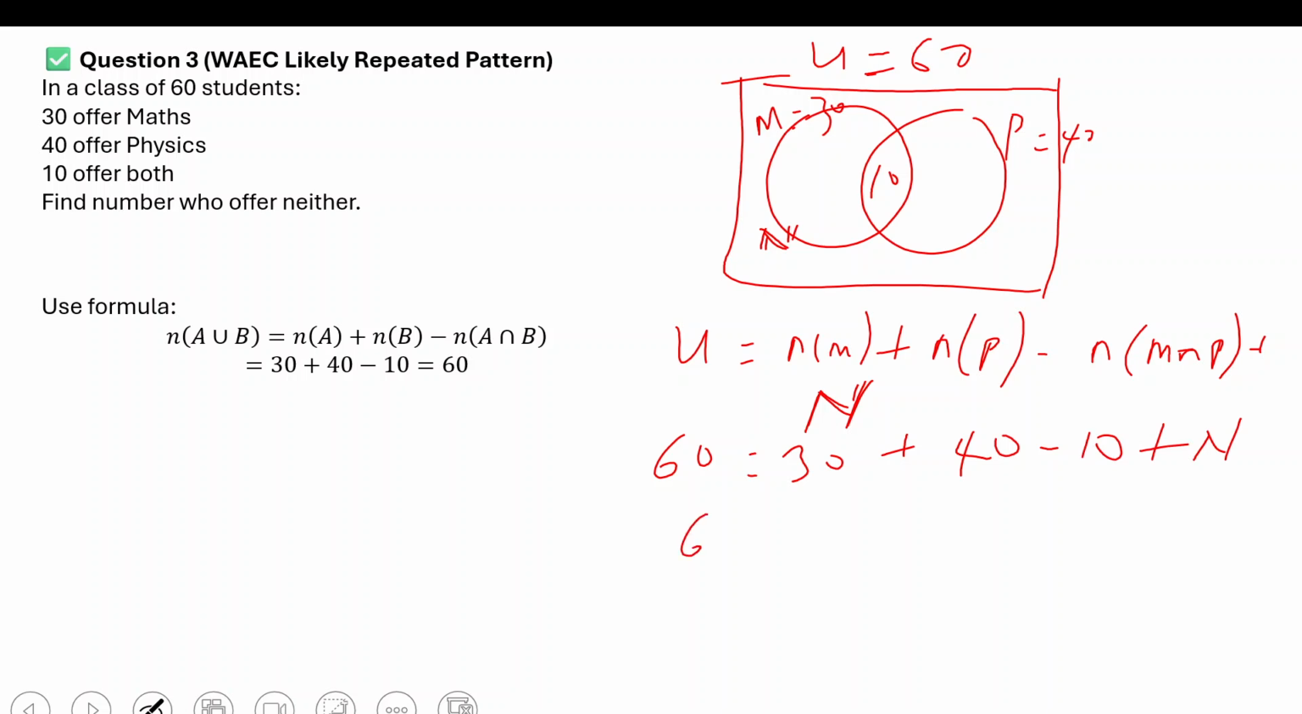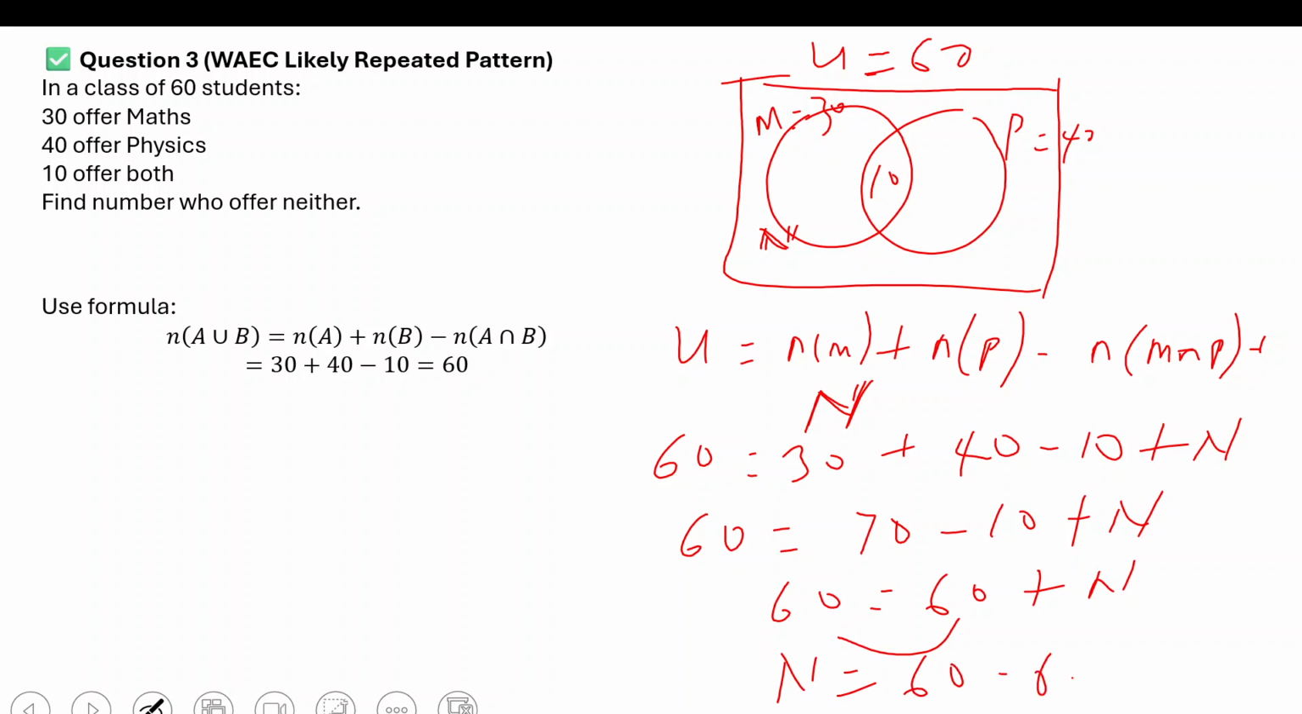All right, so I have 60 is equal to 30 plus 40 is 70, 70 minus 10, plus N. So I have 60 is equal to 70 minus 10 is 60, plus N. So this will go here. So I have N is equal to 60 minus 60, which equals 0. So we don't have anybody that studies neither. So 0 students study neither.